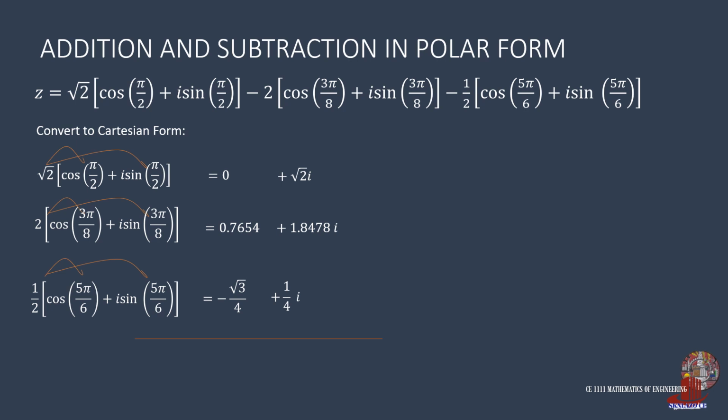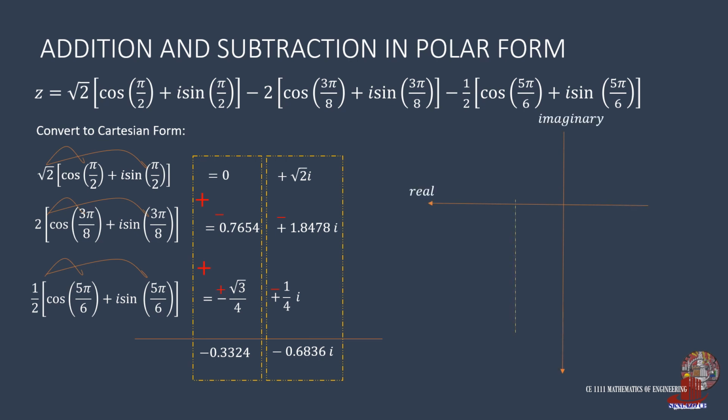Clarify the signs. The second complex number is subtracted, which flips the signs into both negatives. The third complex number is also minus, so we flip the signs again before adding them. For the real part, add 0 with negative 0.7654 plus positive root of 3 over 4 and get negative 0.3324. From root of 2, subtract 1.8478 and 1/4 to get negative 0.6836i. Take time to graph the coordinates.